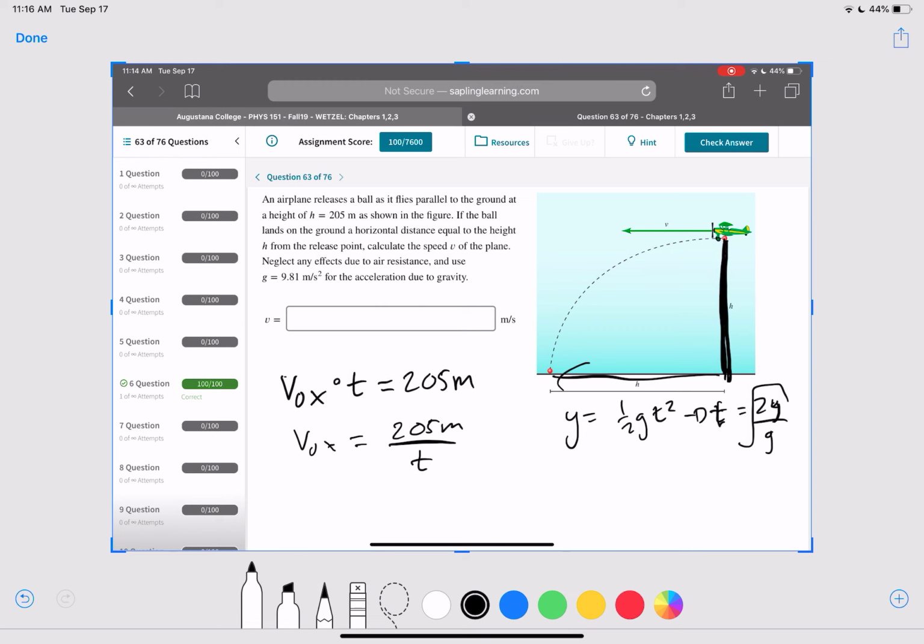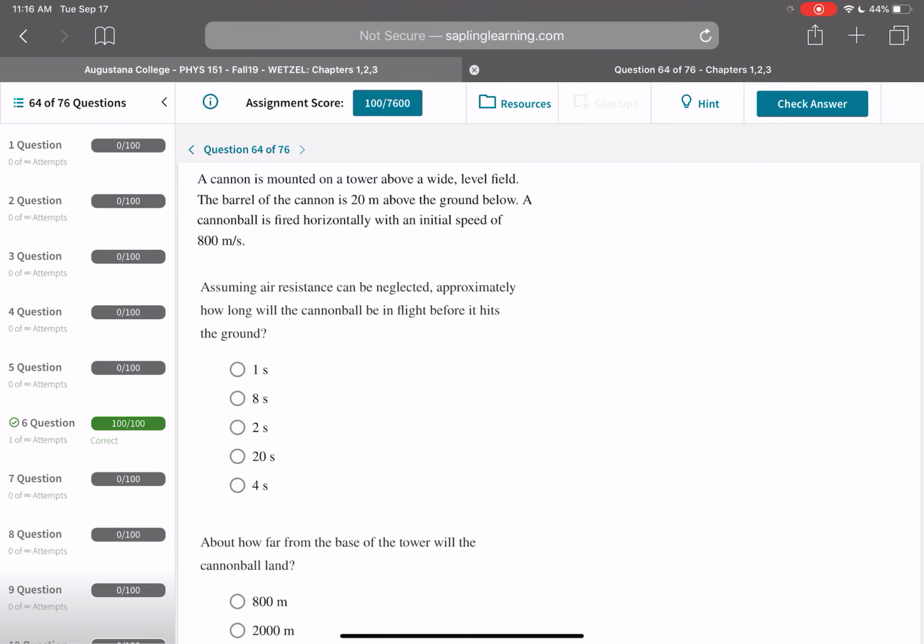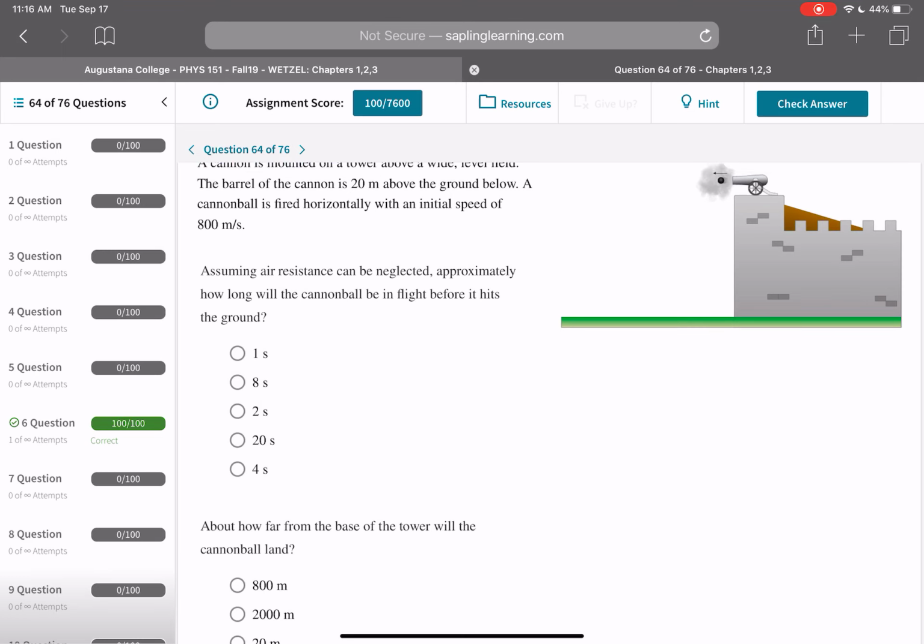So we use the fact that this dimension is independent of that dimension. We use the time it takes to fall here to know that that's the same amount of time we had available to travel 205 meters, and then rate times time is distance. Okay. All right, a cannon is mounted on a tower above the ground.